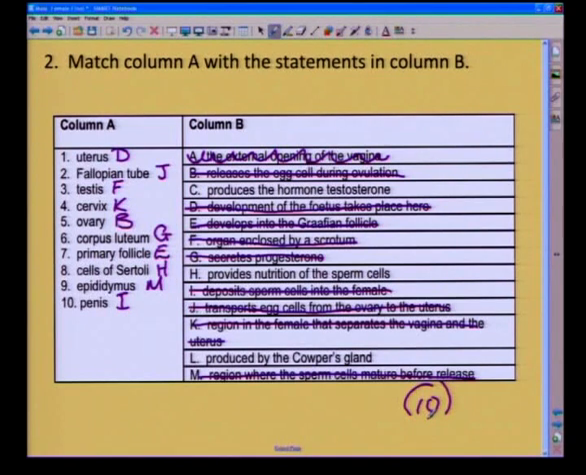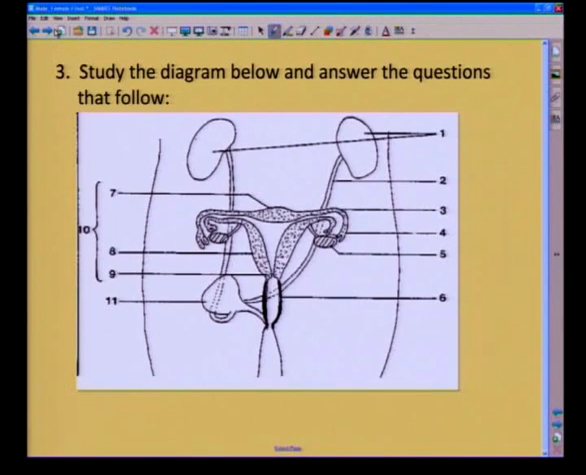Thank you for coming. Okay, we have one question left. It says, study the diagram below and answer the questions that follow. Here we have a female reproductive system. The reason I chose this question is because it's exactly the diagram I gave you. All right, first we label. Always rule number one, first we label.